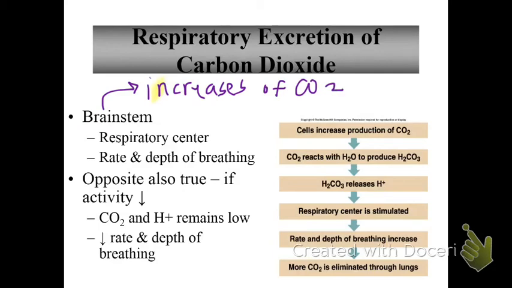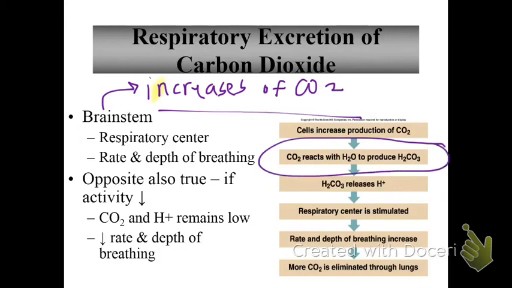Okay, and then also CO2 stimulates the brainstem. So it's homeostasis. It works hand in hand. Increased CO2 is going to stimulate the brainstem, and the brainstem helps to regulate that. You can tell from the picture right here, it says CO2 reacts with water to produce carbonic acid. Again, when CO2 reacts with water, it produces carbonic acid. So increased hydrogen means that it needs to get rid of the excess hydrogen. So you just release CO2. You breathe out CO2.